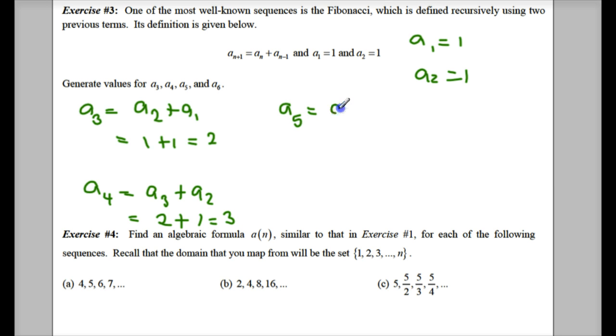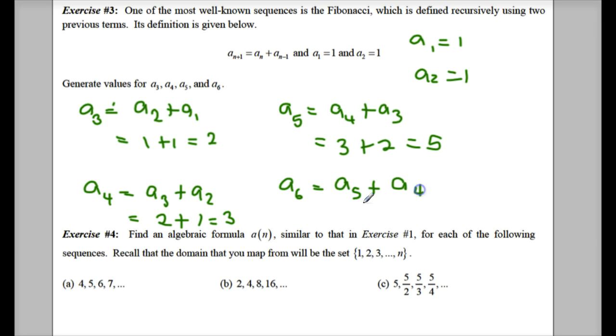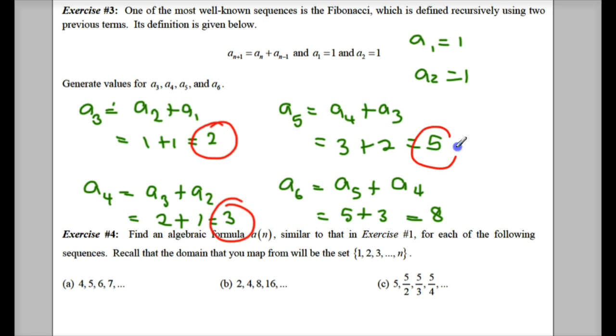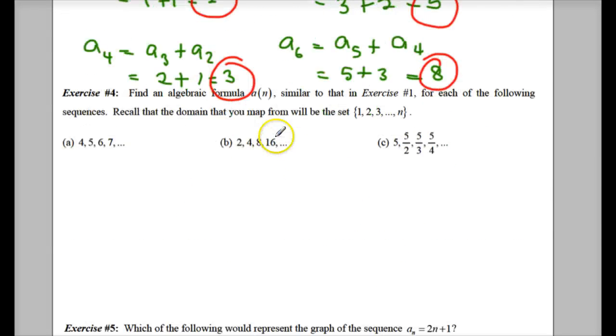a5 is equal to a4 plus a3. a4 is 3, and a3 is 2. This is 5. a6 is equal to the sum of my 2 previous terms, 5 plus 3, which is 8. So I have 2, 3, 5, 8. The hardest thing is just to understand what these recursive definitions mean.